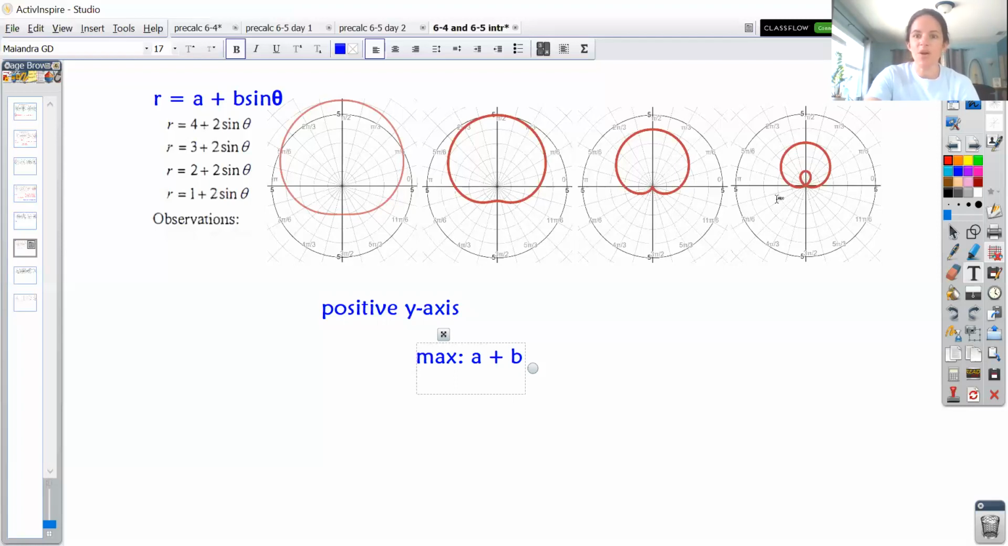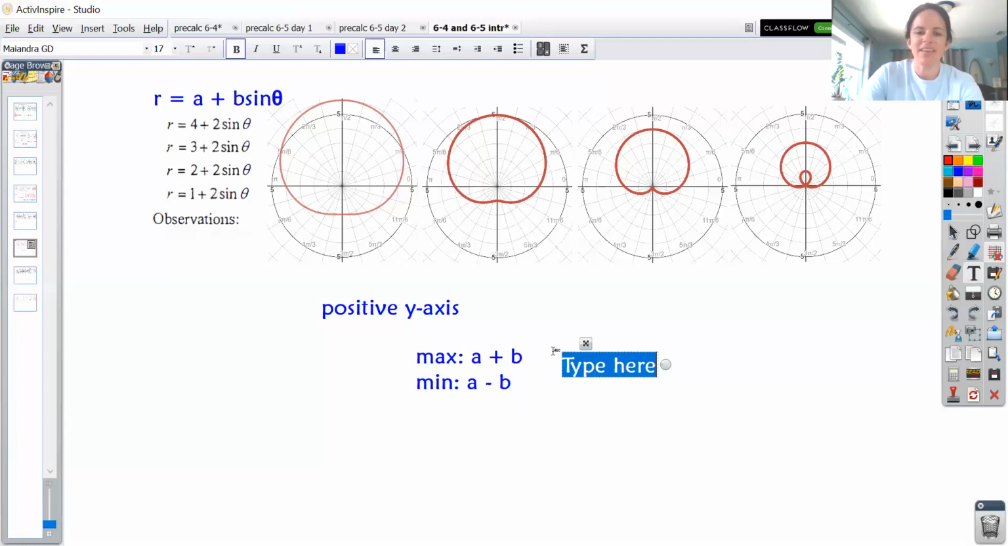2, 1, 0. What is this? Did you figure it out? This is actually a radius of -1, which is why it goes up in on itself. And so it turns out that the minimum is going to be A minus B, because that's what you're going to get. 4 minus 2, 3 minus 2, 2 minus 2, and then 1 minus 2.